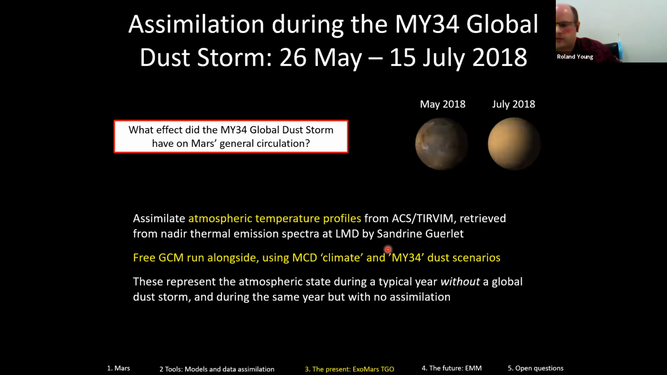And so we have a comparison of two experiments. One where we run the climate model without assimilating any observations. We just run the climate model as appropriate for that time of year, for the climate at that time of year. And then second, we have a simulation that assimilates observations into the model, and the climate will change accordingly.